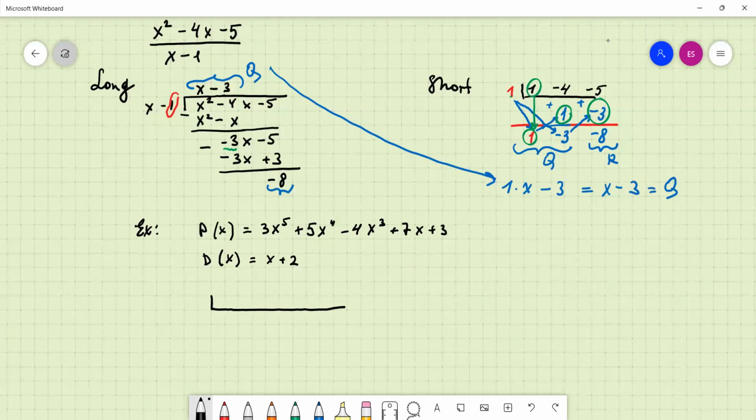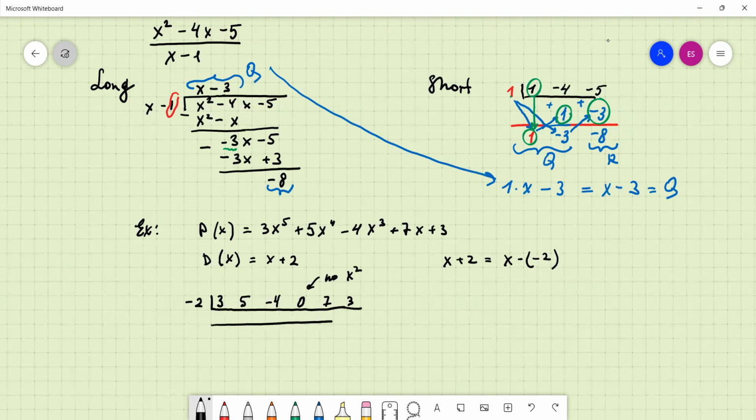First, you copy the coefficients. 3, then goes 5, then goes minus 4. If you have a minus, you copy it. Then there is no x squared, so I'm going to put 0 here. Then goes 7, and the last one is 3. What do I copy here? Well, it's x plus 2. I'm going to represent x plus 2 as x minus negative 2, and I'm going to put here minus 2. And now I'm going to start the process.